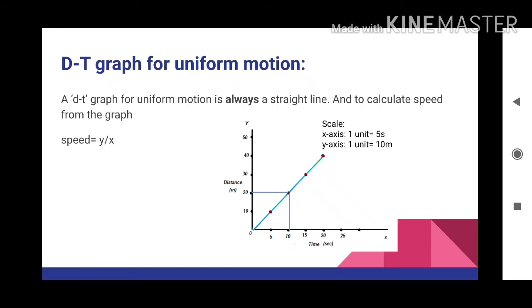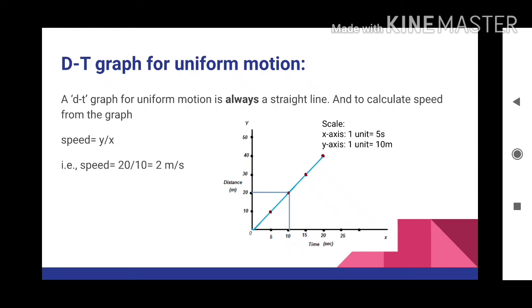So y by x. First consider any point on this graph. Here I have taken the second point. If you want, you can even consider the third point. So for the second point, what is the y coordinate of that point? It is 20 meters. So y is equal to 20 and x is equal to the x coordinate, that is 10 seconds. So speed is equal to 20 by 10, which is equal to 2 meter per second.